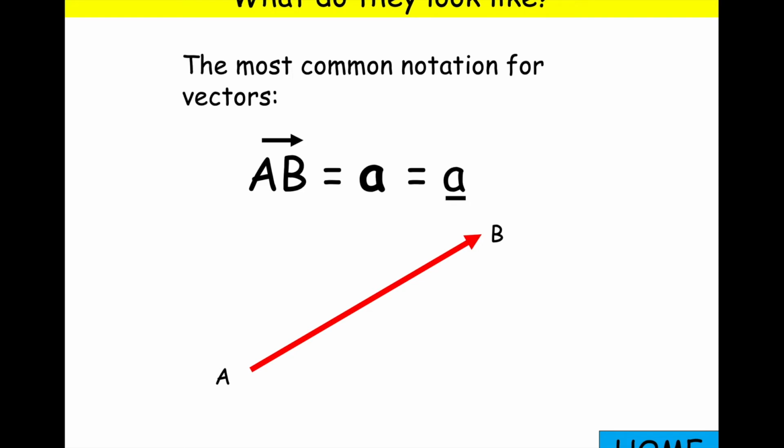Right, just to recap again. This is the common notation for vectors. This is vector AB, which means going from A to B. You write uppercase AB with an arrow on the top, or you can write a bold lowercase a, or just a lowercase a with a bar underneath. So that's how we represent a vector.